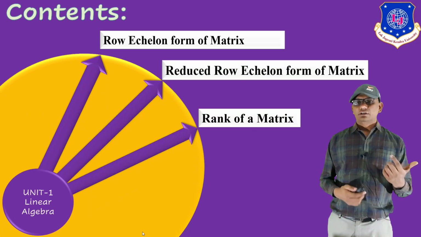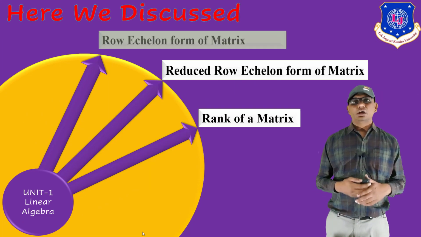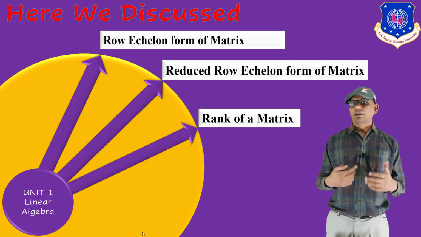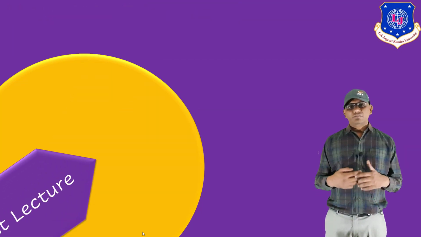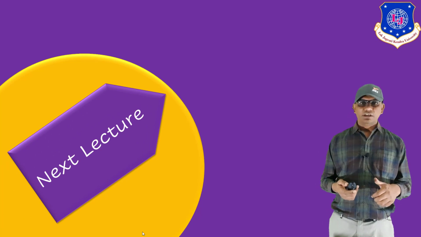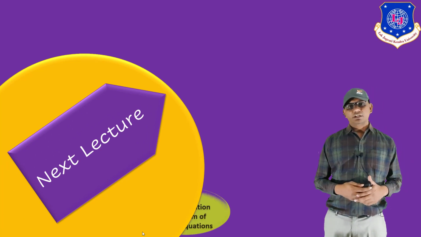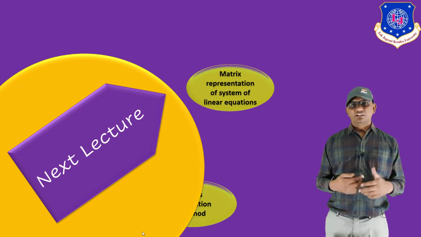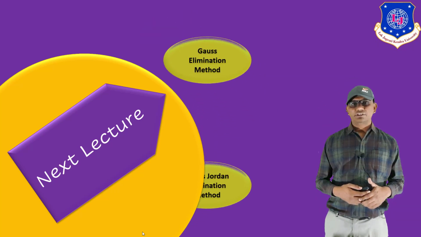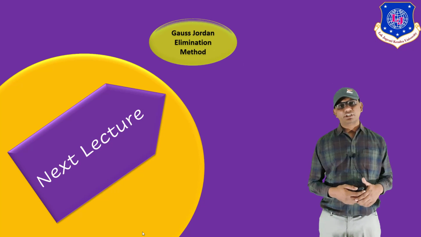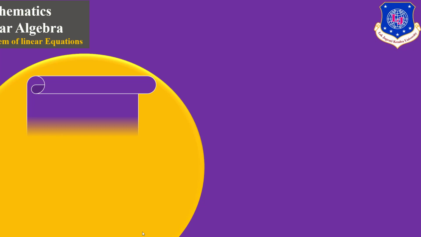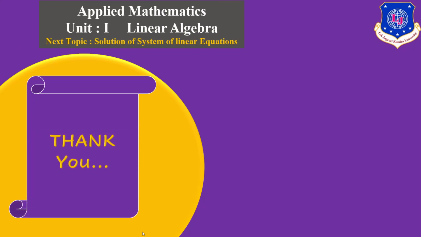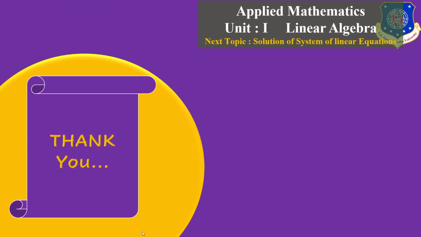So here we discussed some topics on the row echelon form, reduced row echelon form and rank of a matrix, and now in the next lecture we will discuss more topics of this unit, which are matrix representation of a system of linear equations, the Gauss elimination method and the Gauss-Jordan elimination method from our first unit, linear algebra of applied mathematics. Thank you very much.